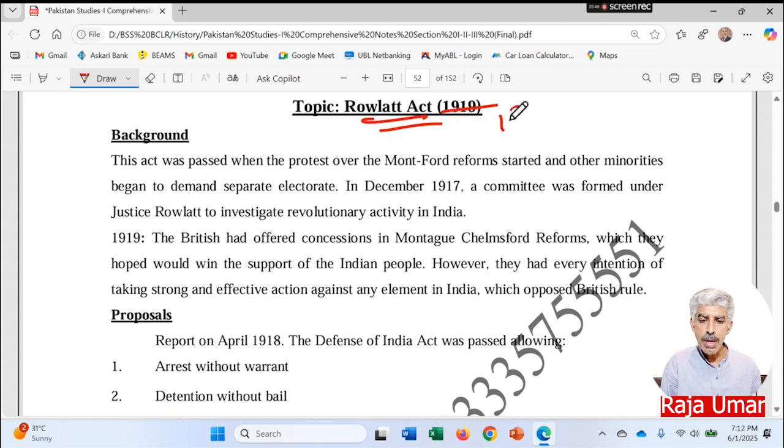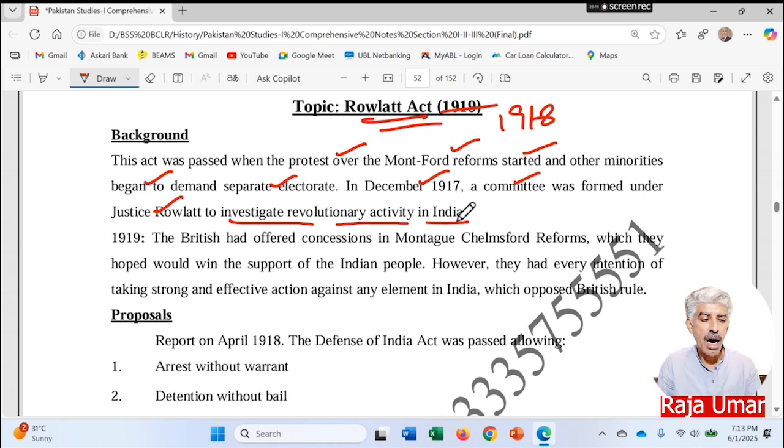Background: Rowlatt Act is the event of 1918. This act was passed when the protests over the Montagu-Chelmsford reforms started and other minorities began to demand separate electorates. In December 1917, a committee was formed under Justice Rowlatt to investigate revolutionary activities in India, that is, how the Indians are protesting against the British Acts or the British rules.